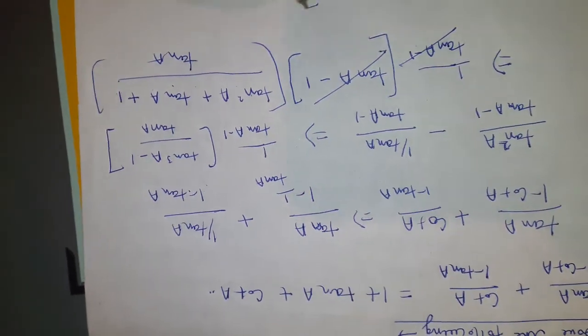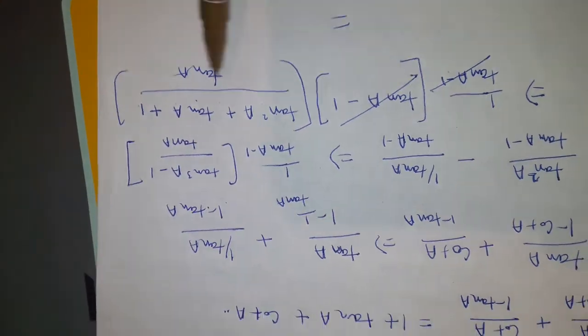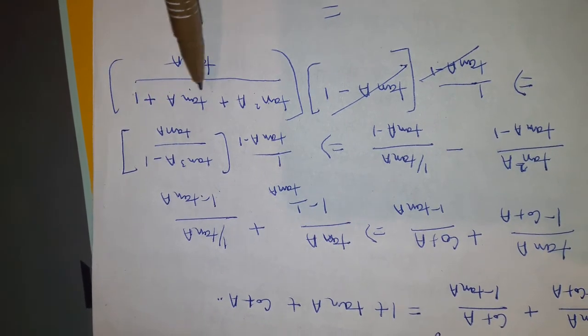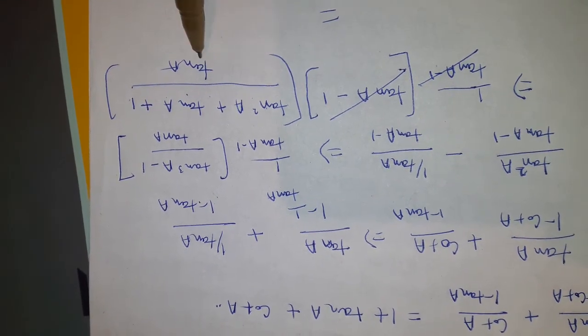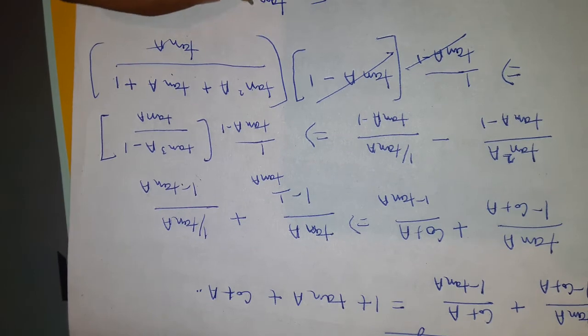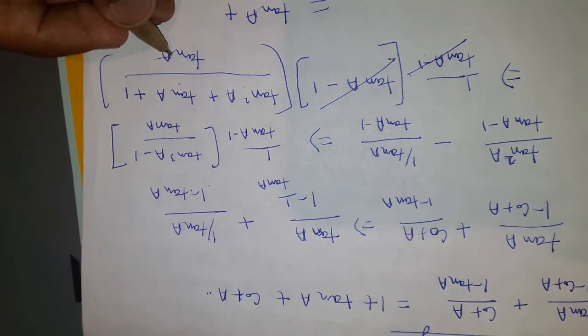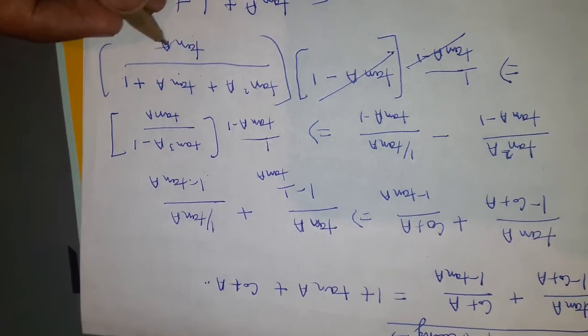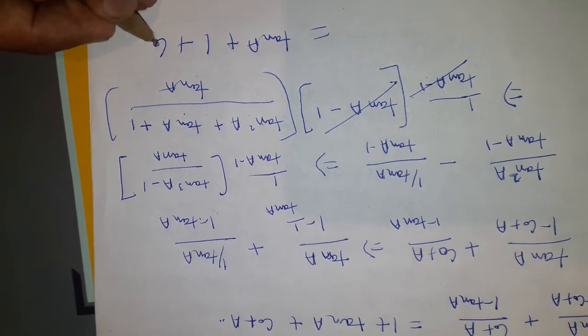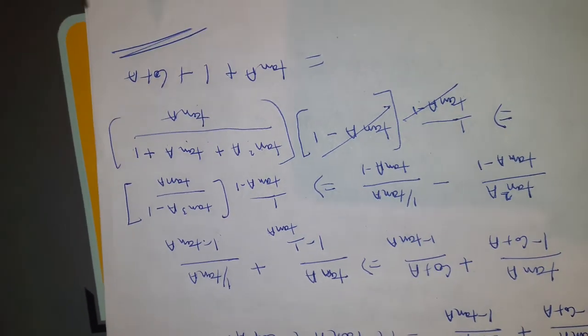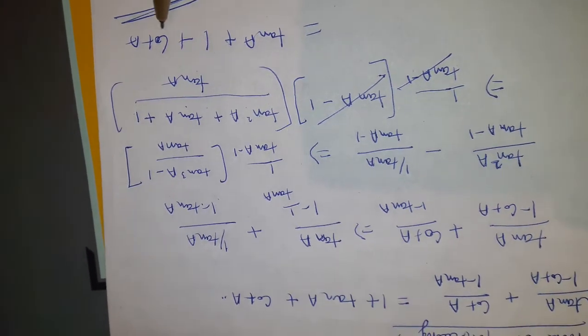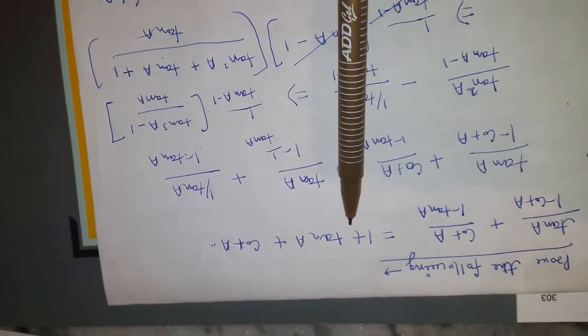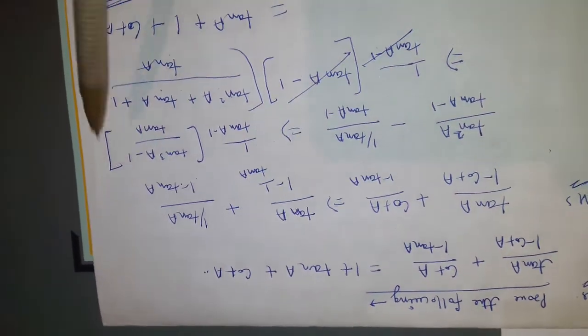Now if we split this into 3 parts, tan square a upon tan a must be tan a, plus tan a upon tan a must be 1, plus 1 upon tan a must be cot a. So what is the result? Tan a plus 1 plus cot a. And what we had to prove? 1 plus tan a plus cot a. So hence this question is solved.